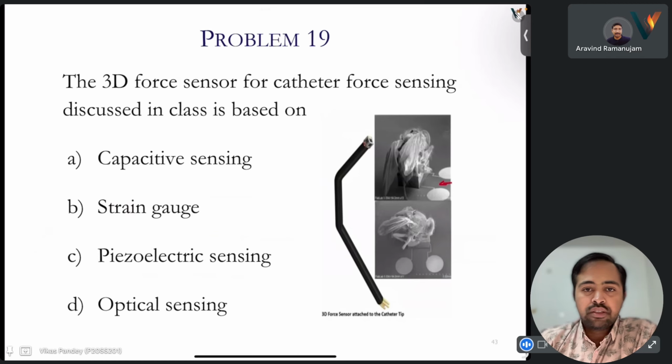The 3D force sensor, like this small sensor for catheter force sensing discussed in class, is based on capacitive sensing, strain gauge, piezoelectric sensing, or optical sensing.